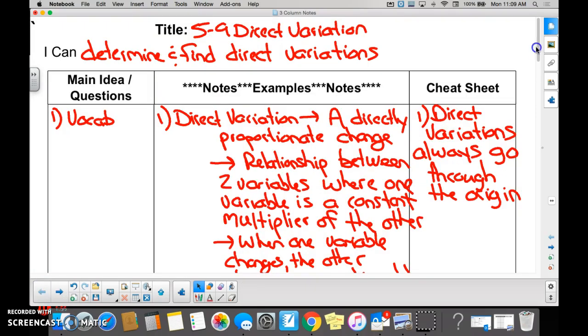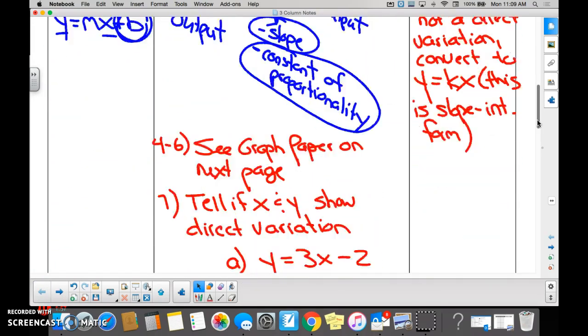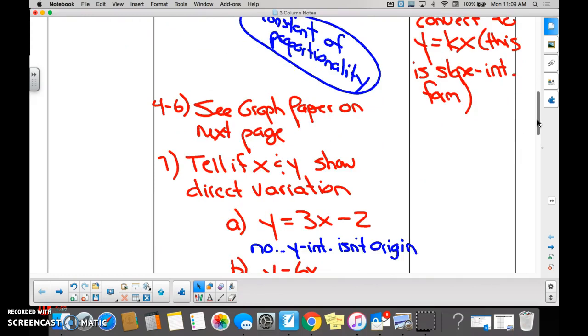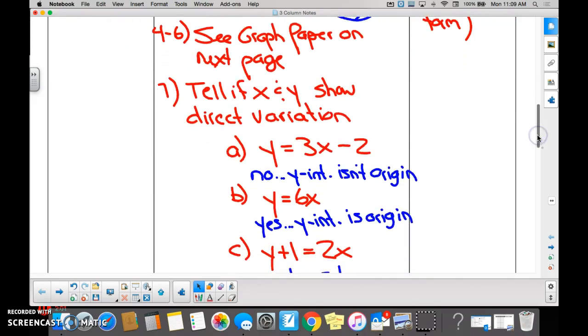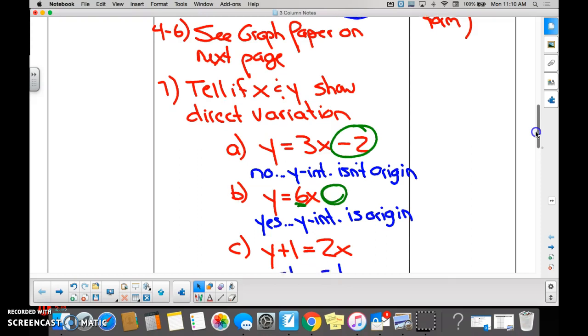And then when you get to problems like number 7, tell if x and y show a direct variation. A is not a direct variation because we have a y-intercept of -2, right? This is a direct variation because there's no y-intercept, so therefore it's the origin. What is the constant of proportionality? 6 is also the slope.